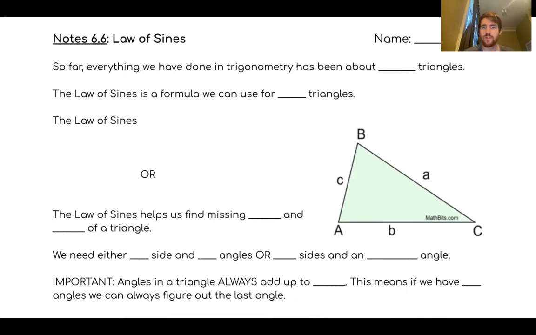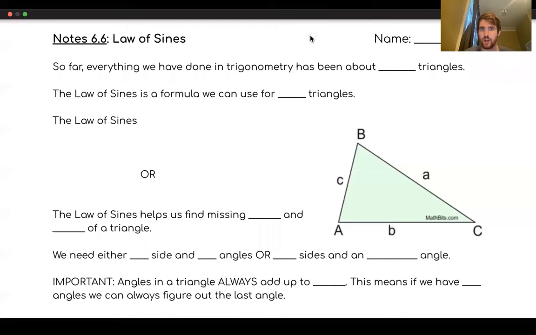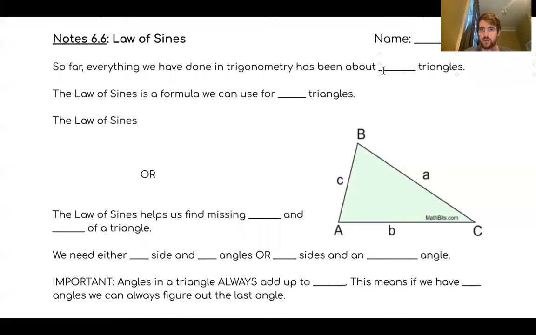So far, everything we have done in trigonometry has been about what kind of triangles? Right triangles. Hopefully you haven't tried to use any of the trigonometry on non-right triangles. But if you wanted to, now is the time, because the law of sines is a formula we can use for all triangles, which is pretty exciting if you ask me. So what is the law of sines?